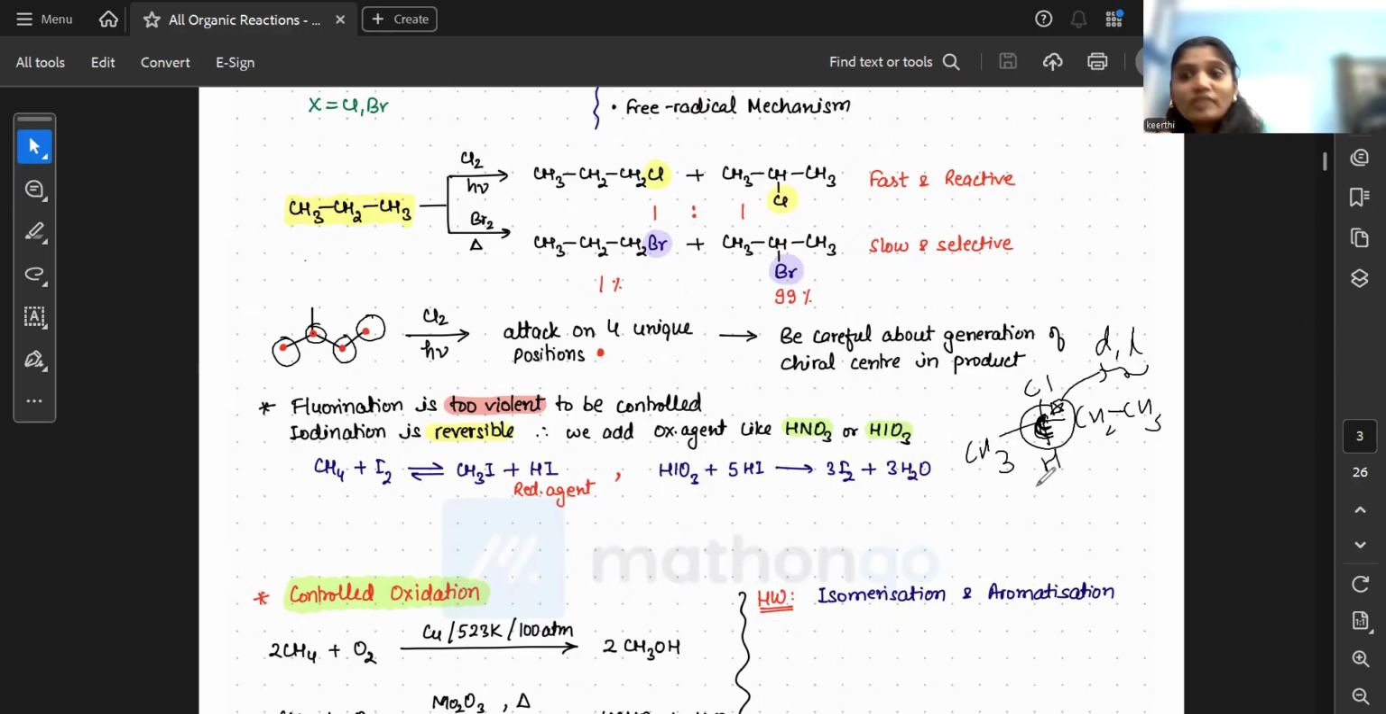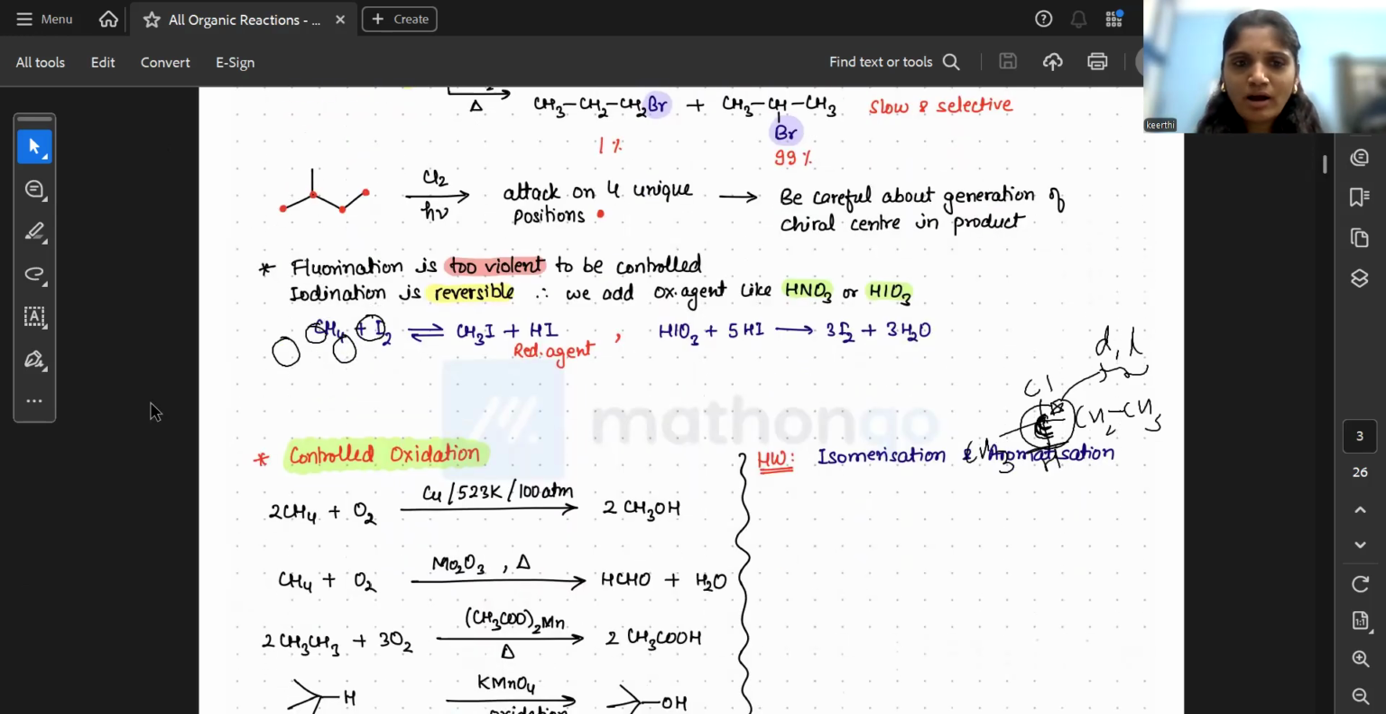If in the products you have a chiral carbon, that will give stereoisomers, D and L. So please count both. Please count the stereoisomers in that case. If it doesn't have a chiral carbon, you can count it individually. But if it has a chiral carbon, it will give stereoisomers. Usually we ignore that, so kindly don't ignore that fact.